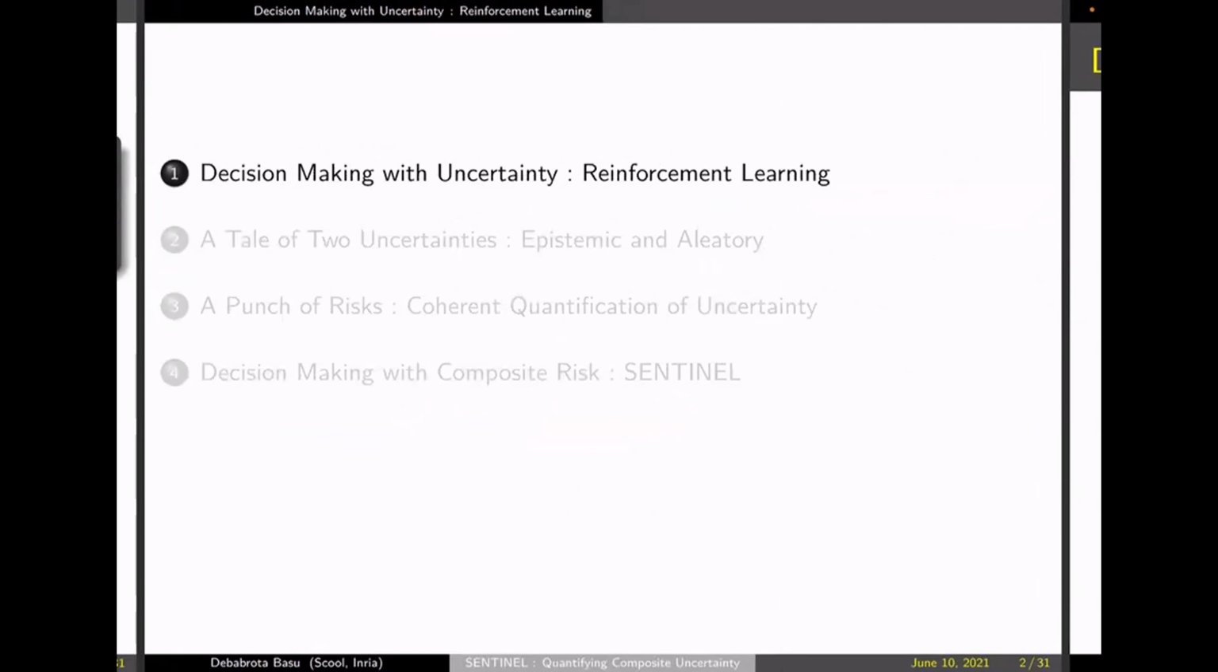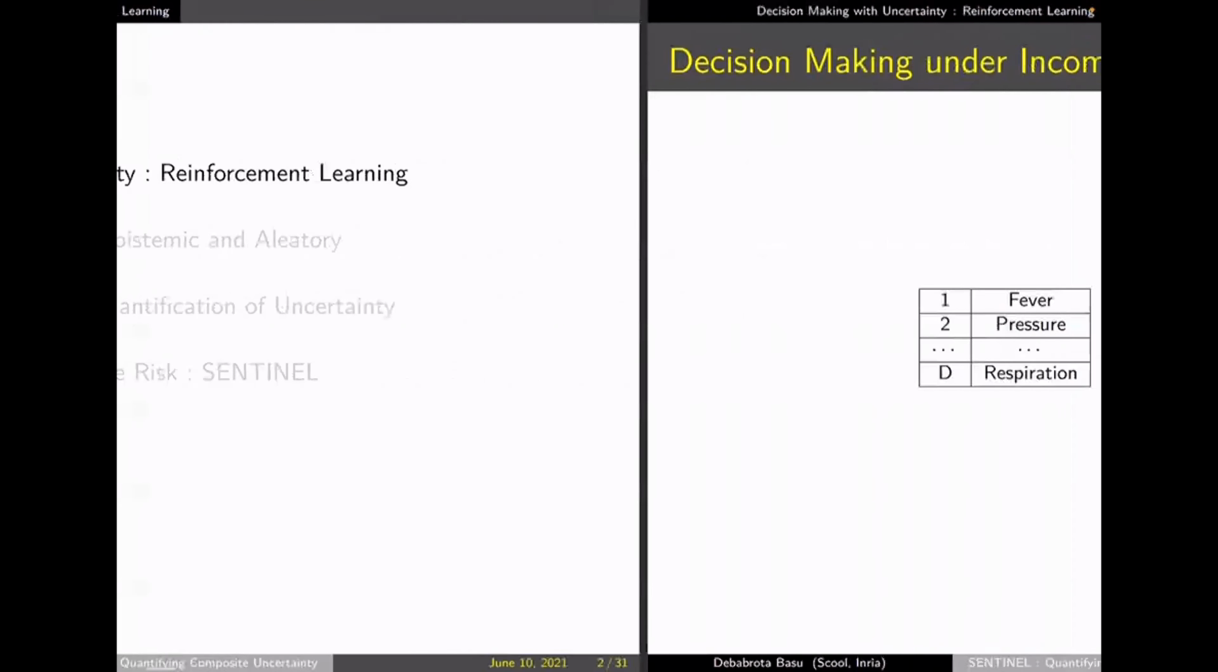Then a bunch of risks: how you can coherently quantify this uncertainty, how you can find a risk measure that can actually represent and quantify them. And once we can represent our corresponding uncertainties, the next goal is obviously how we can use it for decision making. And there comes our algorithm framework, Sentinel.